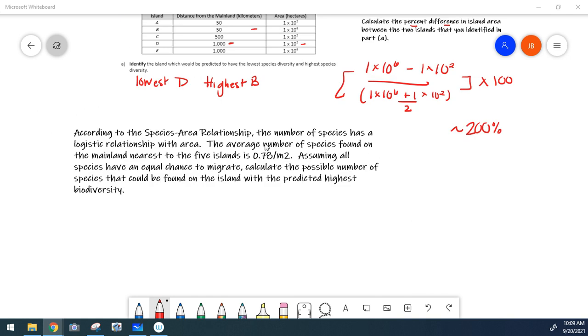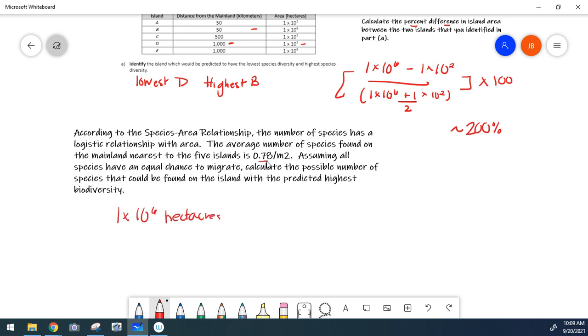Okay, so according to the species area relationship, the number of species has a logistic relationship with area. The average number of species found on the mainland nearest to the 5 islands is 0.78 per meter squared. Assuming all species have an equal chance to migrate, calculate the possible number of species that could be found on the island with predicted highest biodiversity. So the highest biodiversity is B, and that's 1 times 10 to the 6 hectares.